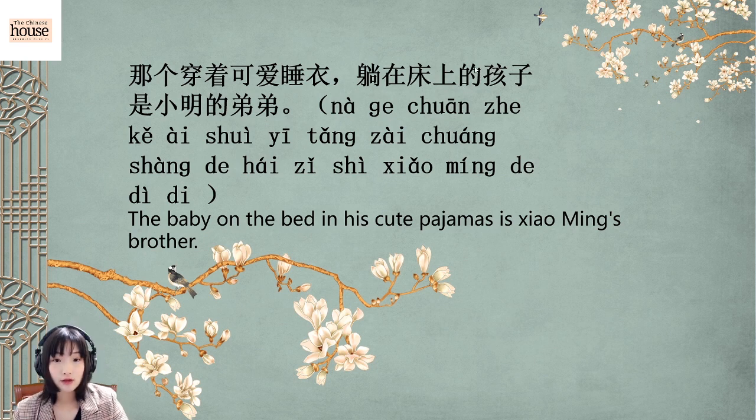的, we have learned it before. It has two meanings. First, it means that the words before it have the position of the next one, or the words before it are used to describe the next one. So here it is the second one. The 躺在床上穿着可爱睡衣 is used to describe the 孩子. So what kind of child? The child that is lying on the bed, that is wearing the cute pajamas.